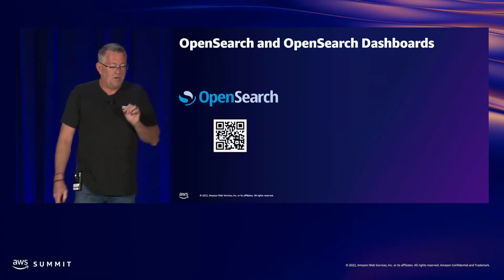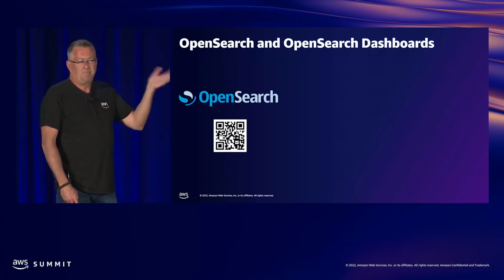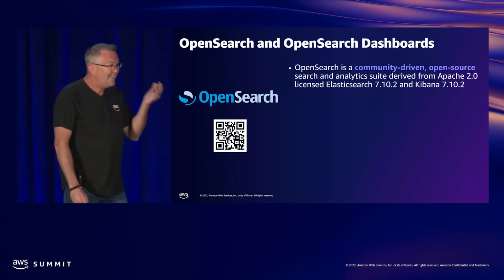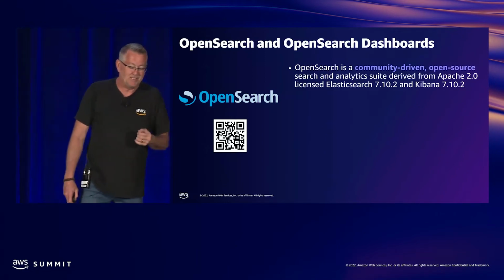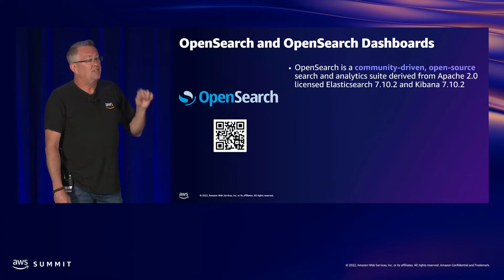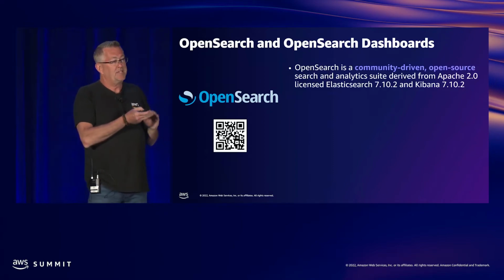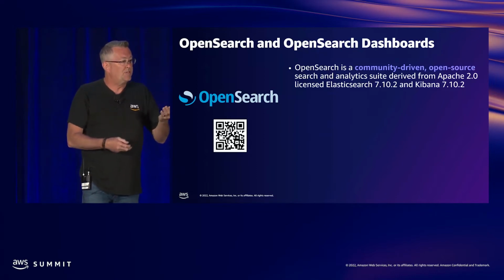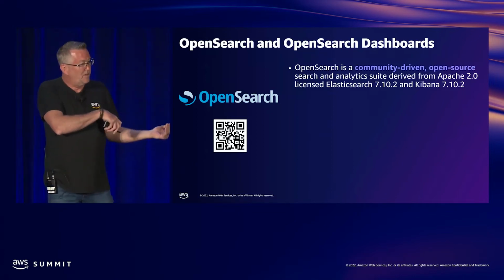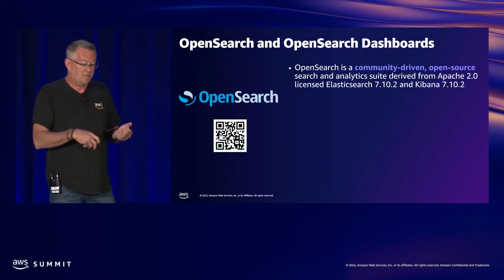So the first component here is OpenSearch and OpenSearch Dashboards. If people are not familiar with this, this is another open source community-based project. It's derived from Elasticsearch 7.10.2. And it basically presents you what's called an open search engine, which was formerly known as Elasticsearch, and OpenSearch Dashboards, which was formerly known as Kibana.